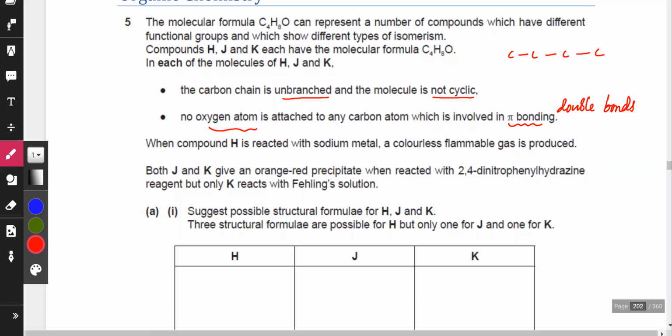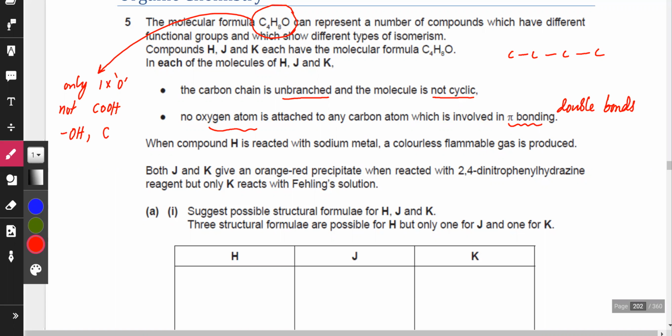Now, if you go back to the question, you would notice that the molecule has just one oxygen. If it has only one oxygen, it could be a number of things, but it can't be a carboxylic acid, because for a carboxylic acid you need two oxygens. So what is possible? It's either an alcohol or it could be an aldehyde or a ketone.